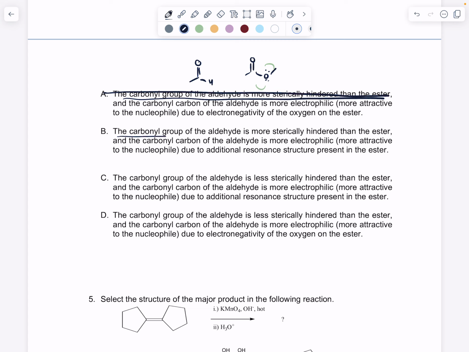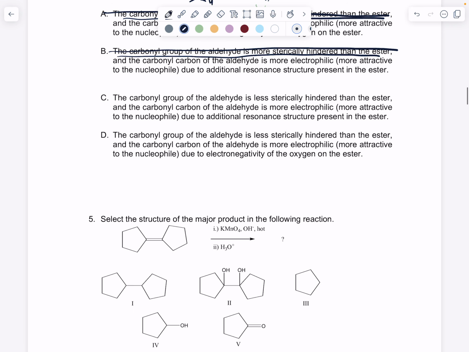This one says the carbonyl group of the aldehyde is more sterically hindered. Again, that's not true. I'm eliminating that based on the first sentence. This one says the carbonyl group of the aldehyde is less sterically hindered than the ester. So that's true. And just quickly, D says the same thing. So those things are true.